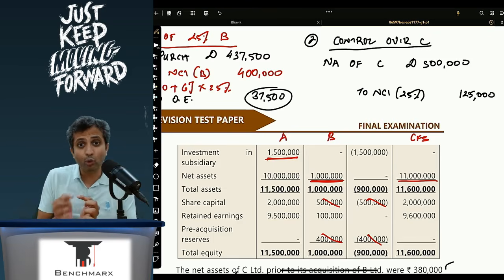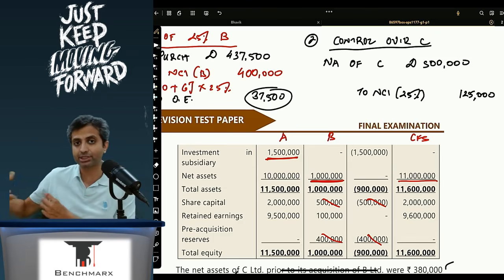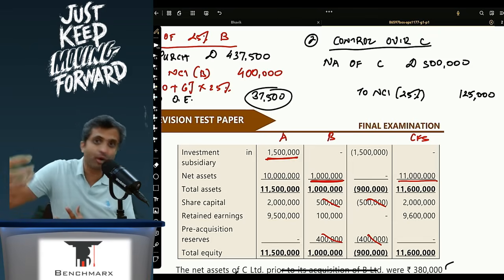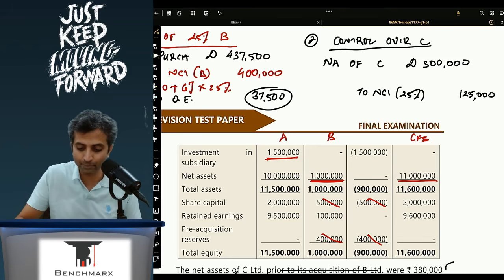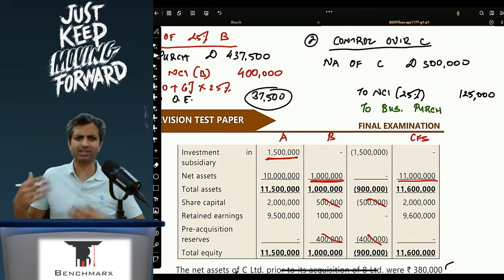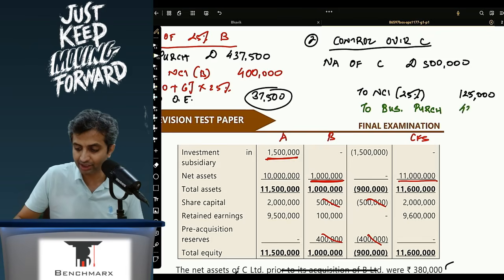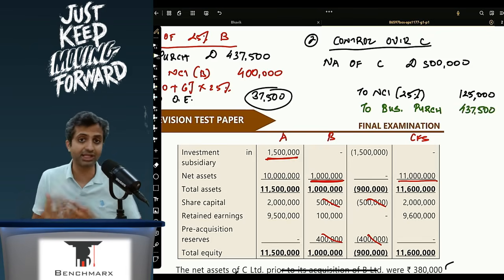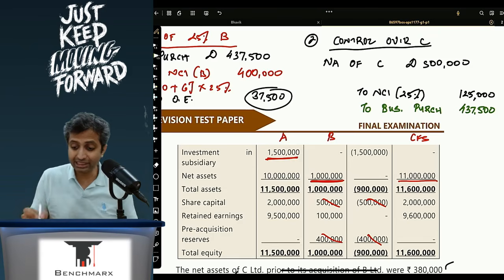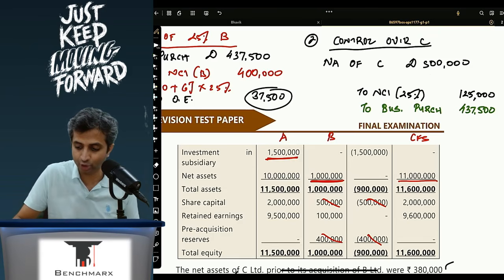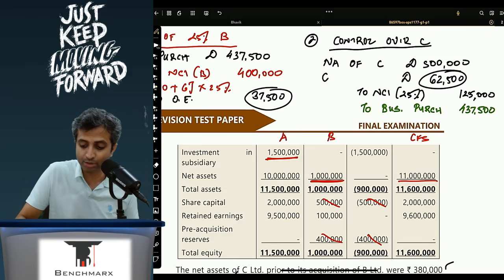So if I'm getting 437,500 on a 25% stake dilution of B, and that is the exact amount I'm investing for acquisition of control over C, then the business purchase, or investment, or business, whatever you call this, would be 437,500. This is your PC. I'm paying 437,500 to acquire control over C. And hence, the balancing figure over here would be 62,500. This would be taken as goodwill.